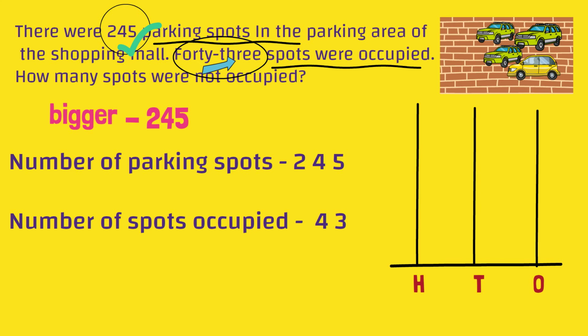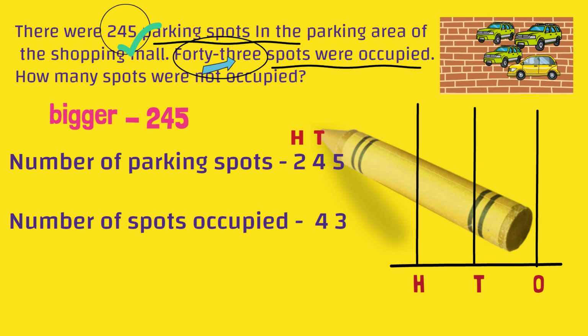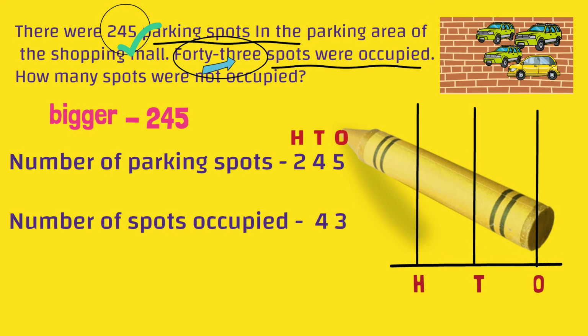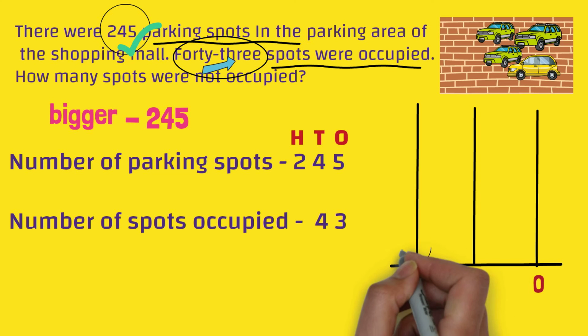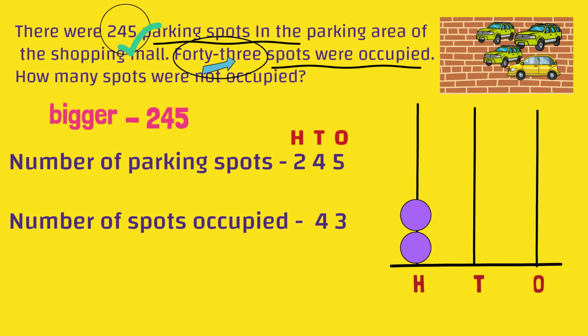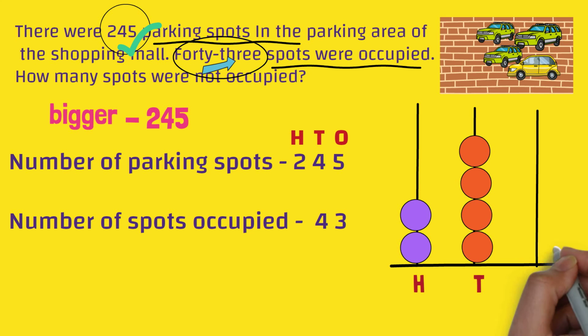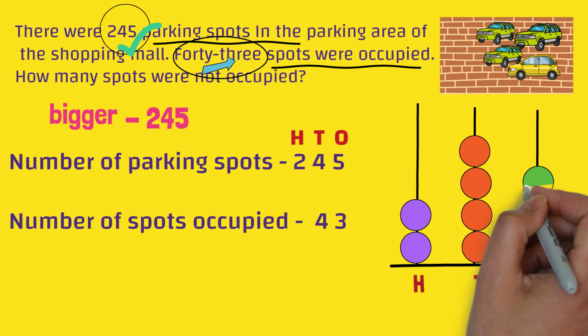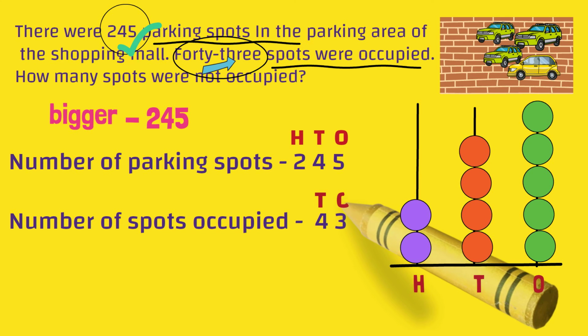Now to do subtraction, first represent the bigger number on the abacus, that is 245. We know that this number has 2 hundreds, 4 tens and 5 ones. So draw 2 bits on hundreds spike, 4 bits on tens spike and 5 bits on ones spike. Now we need to subtract number 43. In the number 43, 4 is at tens place and 3 is at ones place.